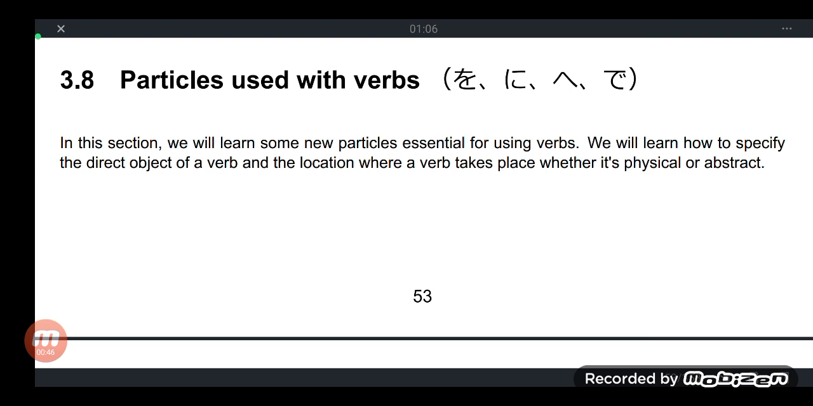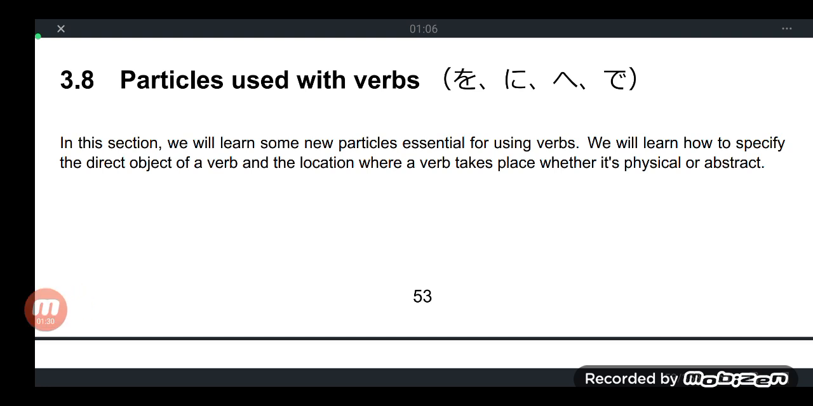But for today particularly, we will discuss these four particles: wo, ni, e, de. This is wo, but is commonly pronounced as o. Ni. E sounds like e, but this is in Roman writing spelled as he. This is he, this is wo, this is he, and this is de.